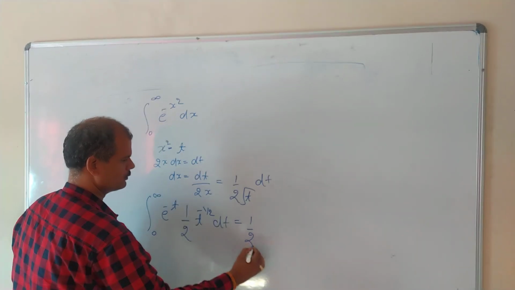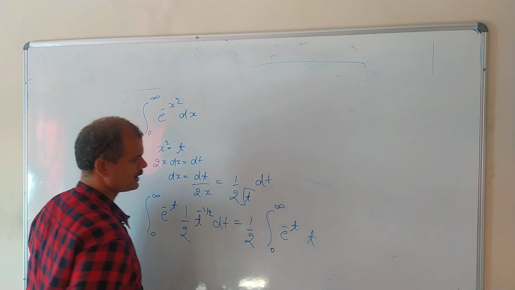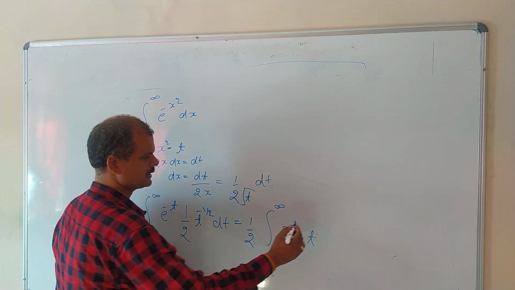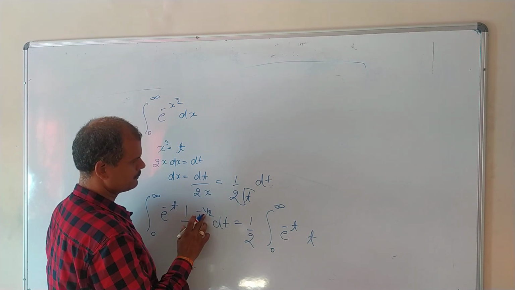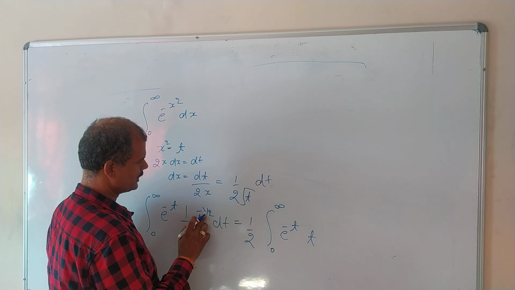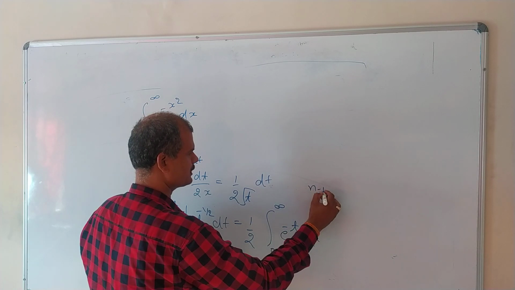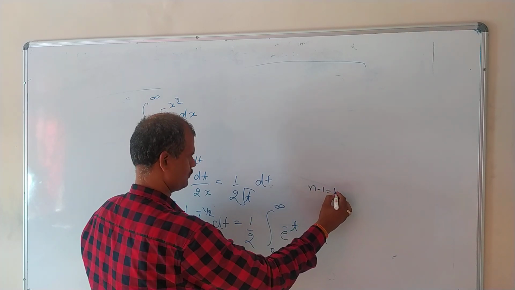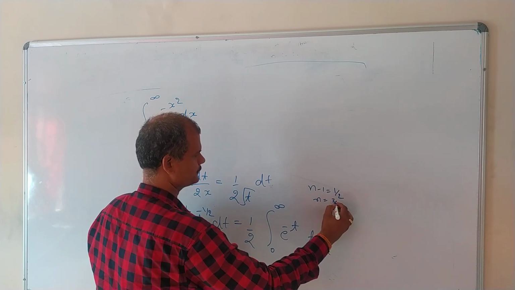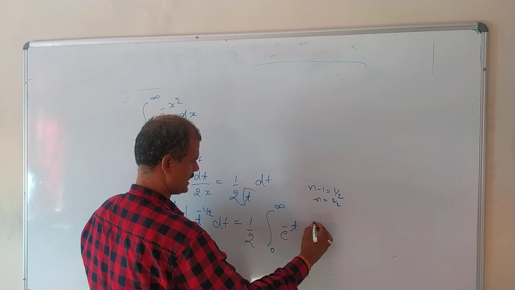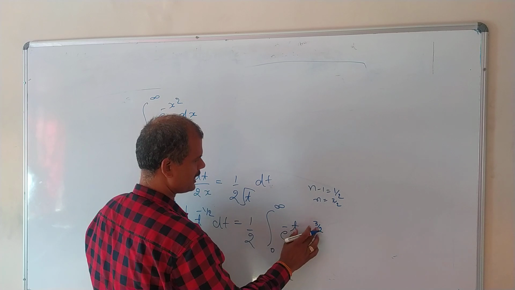equal to 1 by 2 t power minus half dt. So we can take 1 by 2 this side. So 0 to infinity e power minus t, and t power n minus 1 form we need, right? So I can write here t power minus half we have, right? T power minus half. So we'll add 1 here, so we get half. So n minus 1 equal to 1 by 2.